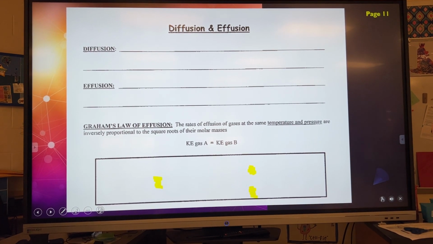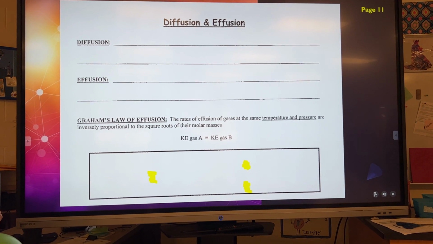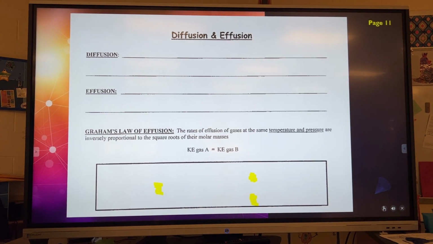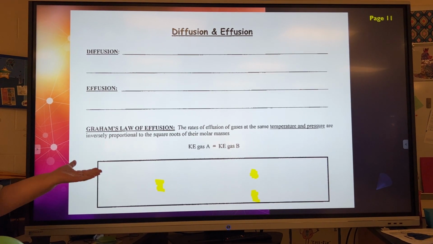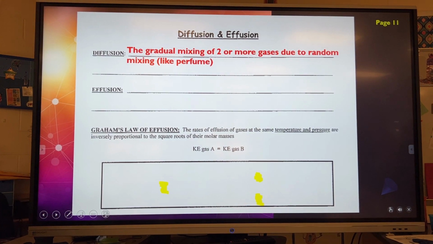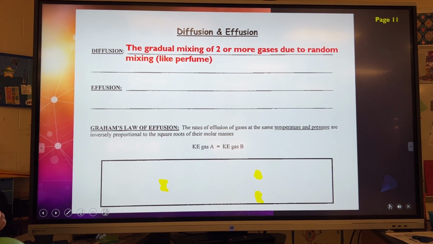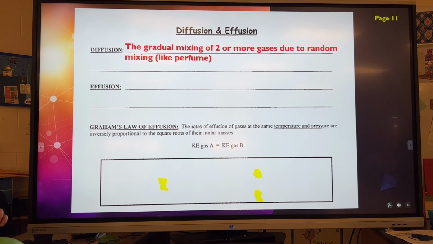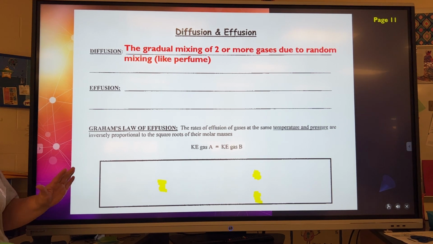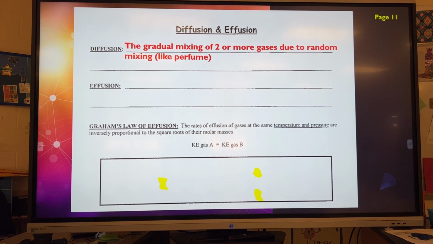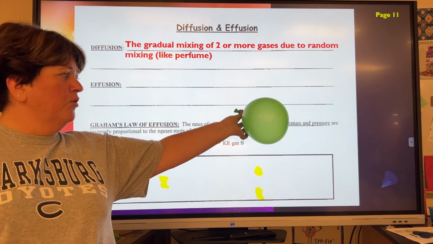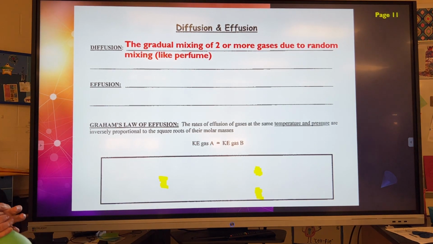Let's imagine it's a hot day and you get on the bus to go somewhere and all of a sudden you smell somebody's perfume. Ooh, the molecules get to your nose. What's happening is you are experiencing the diffusion of gases: the gradual mixing of two or more gases due to random motion. So it's like perfume and body odor on a school bus. That's diffusion.